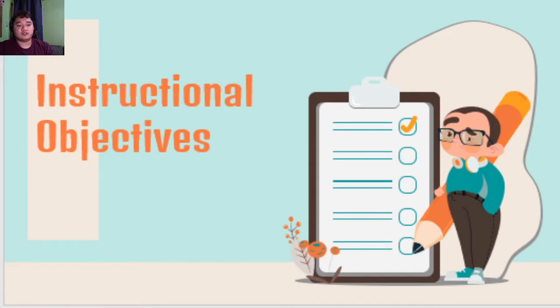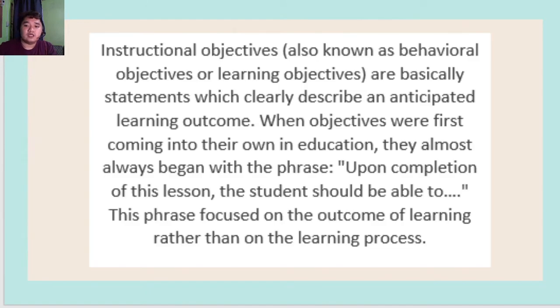Instructional objectives specify exactly what is supposed to be learned. They are helpful to the teacher as well as the learner throughout the learning process and are invaluable in the evaluation process. Instructional objectives, also known as behavioral objectives or learning objectives, are basically statements which clearly describe an anticipated learning outcome.